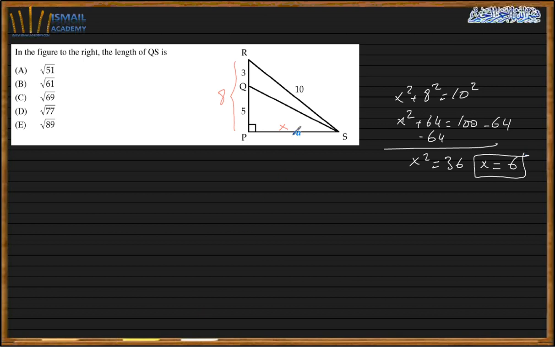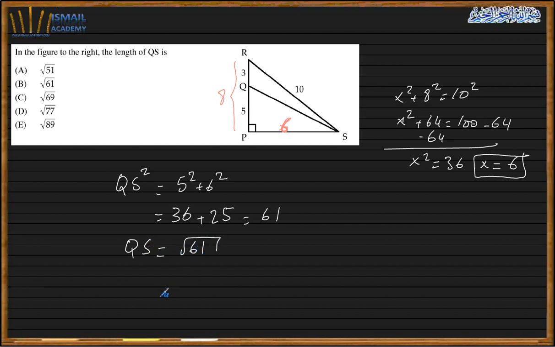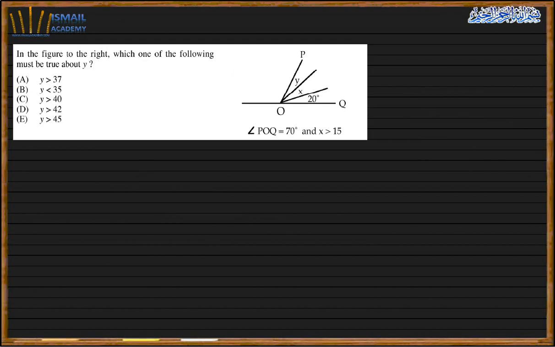So if x equals 6 here, then finding QS is easier because we know that QS squared is 5 squared plus 6 squared. So it's going to be 36 plus 25, which is 61. So QS will be the square root of 61, which is B. Next question.